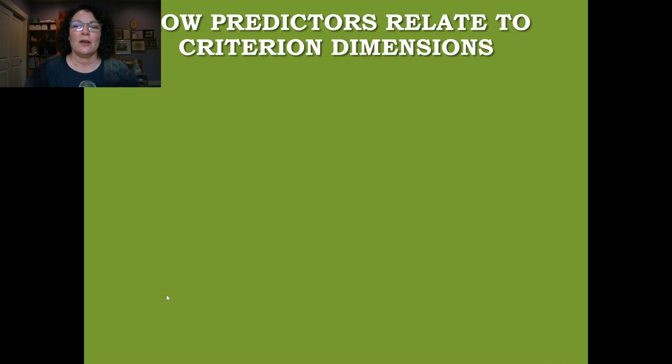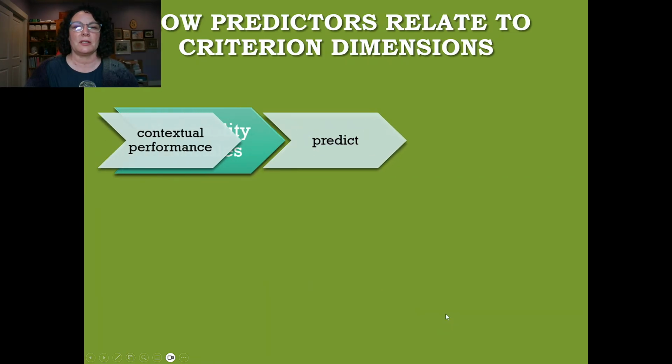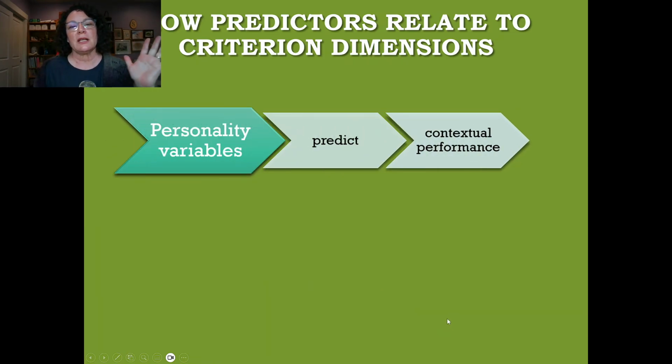All right, so how predictors relate to criterion dimensions? Well, personality variables tend to predict contextual performance, and especially things like conscientiousness, right? That was one of the last ones I talked about in the last video. Conscientiousness tends to predict civic virtue.